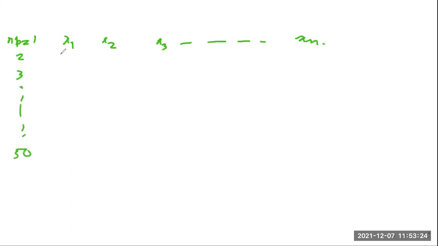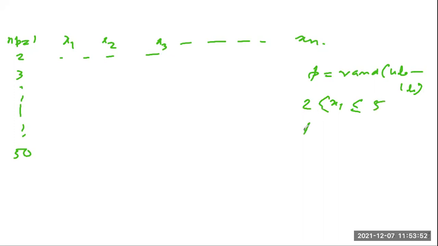So what will happen when you initialize? For any variable you are taking, p equals rand into upper bound minus lower bound. This is the way we should initialize any particle. Let us say x1 is limited between 2 to 5, and the cycle runs from 1 to 100, then end.